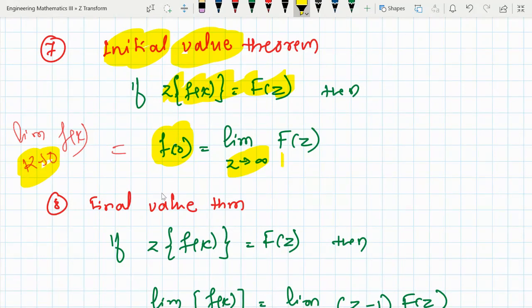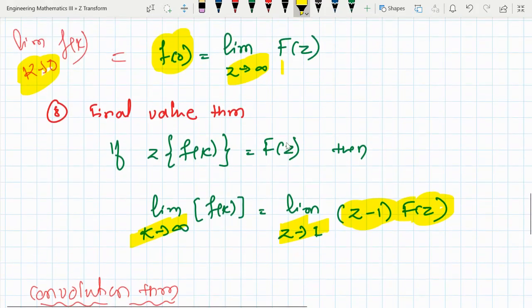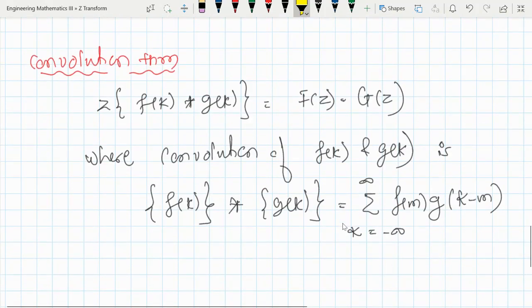Now look at the final value theorem. k tends to infinity and z tends to 1, because of the z minus 1 factor multiplying f of z. So these are the two theorems. In the initial value theorem, k tends to 0 and z tends to infinity, and in the final value theorem, k tends to infinity and z tends to 1 because of this z minus 1.